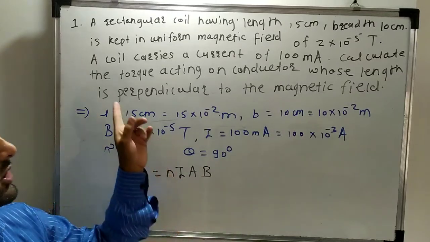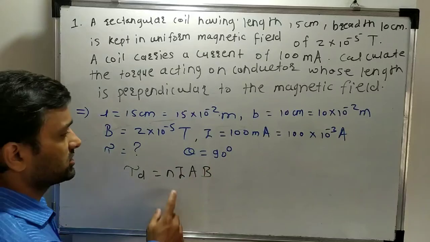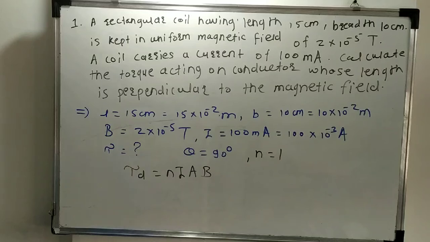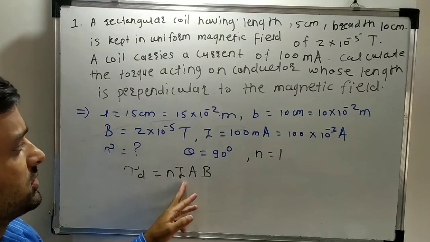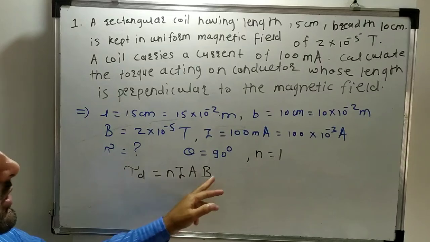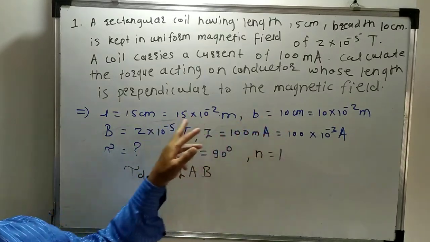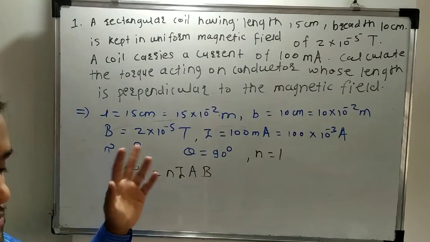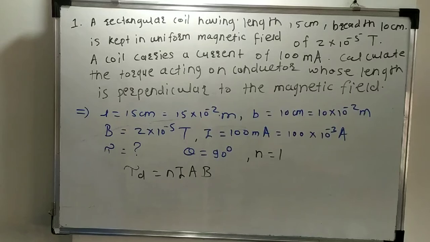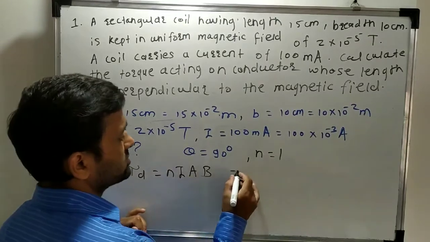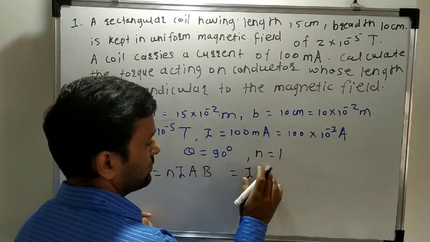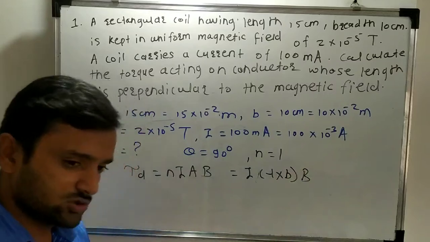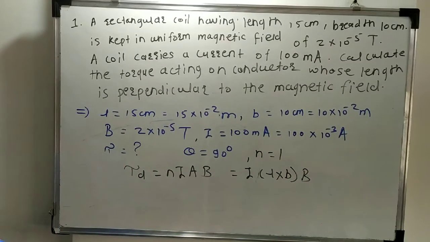Here the number of turns is not given, so we can consider the value of N as 1. The value of I is given. A is not given, but from the length and the breadth we can determine A. Area is nothing but length into breadth. So area is given, B is given. How can we put the values? We can write this equation as I into length into breadth into B, since area is nothing but length into breadth.